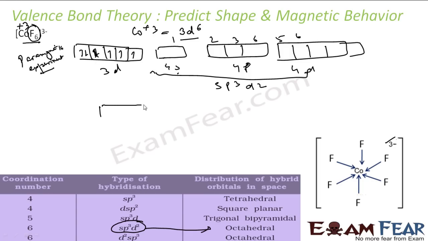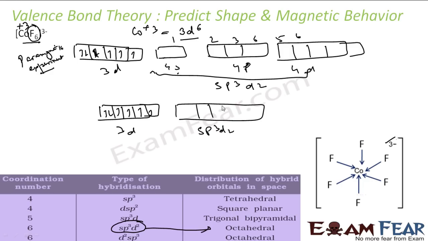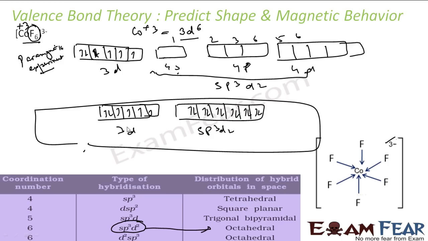So the final thing: you draw 3d, then 4s, 4p, and 4d, and it is sp3d2, 1, 2, 3, 4, 5, 6. Each of these will have a pair of electrons because each fluoride comes with a pair of electrons. This will be the final structure, and in this case it is paramagnetic. It has unpaired electrons, and this is called an outer orbital complex. Why? Because the outer d orbital is used for bonding, while the inner d orbital could not be used.